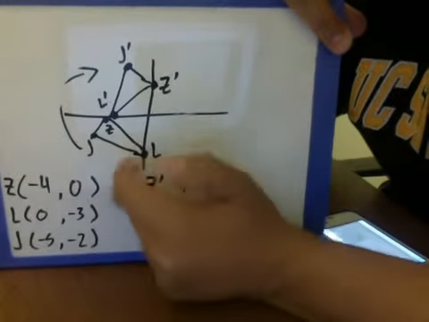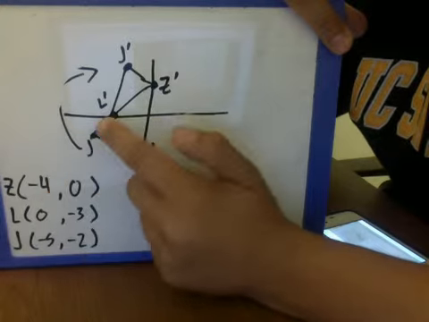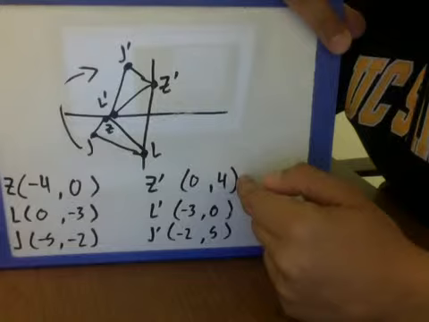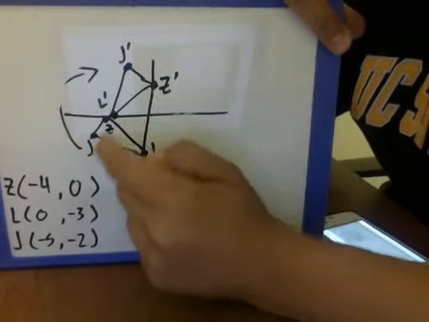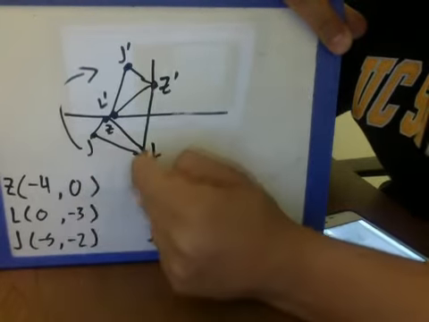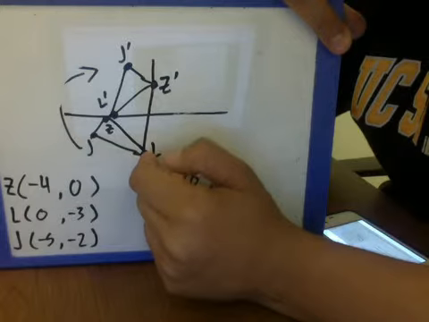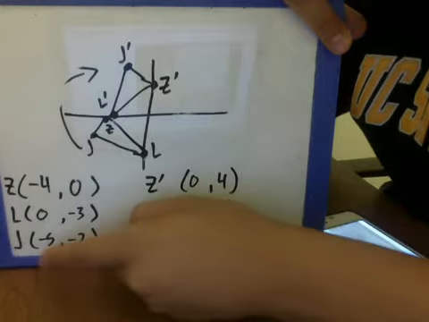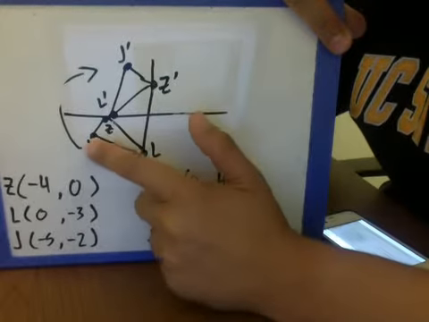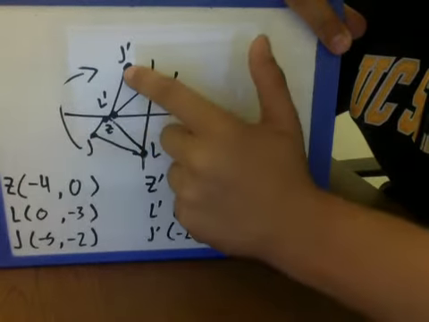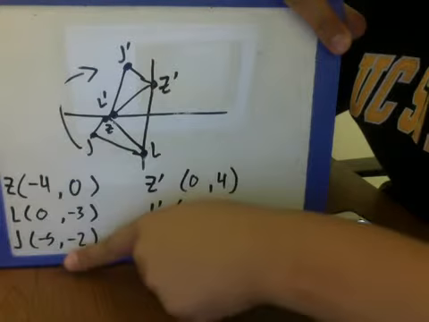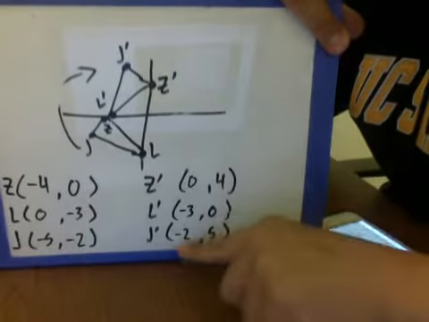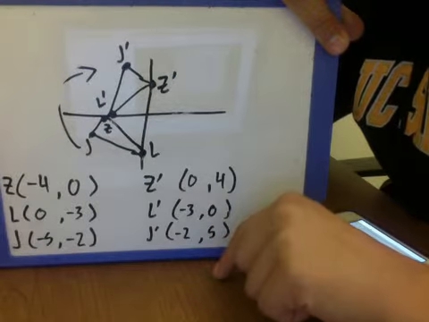Okay, for Z, Z is right here. Its coordinates were -4, 0. It moved 90 degrees and it moved over here to 0, 4. Okay, L was right here. It was at 0, -3, and it moved 90 degrees to the point -3, 0. J was right here, and it moved 90 degrees to that point. So it started with coordinates of -5, -2, moved over here, and the coordinates right there were -2, 5. So compare the coordinates.